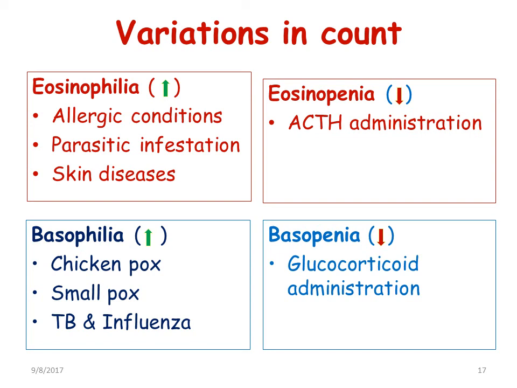Basophilia, increase in cell count of the basophils. Normally they are supposed to be less than 1%. Chickenpox, smallpox, tuberculosis, and influenza. Basopenia, glucocorticoid administration.